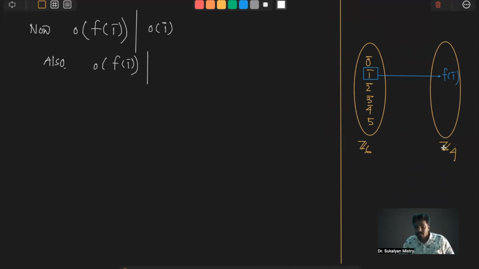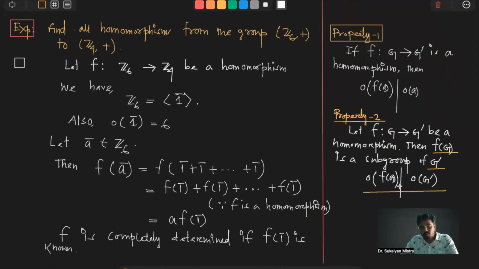So the order of f of 1 bar divides the order of Z4. Just apply this property: the order of f of G divides the order of G dash. If f is a homomorphism, then f of G is a subgroup of G dash.